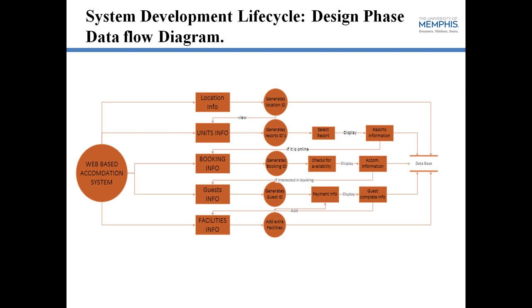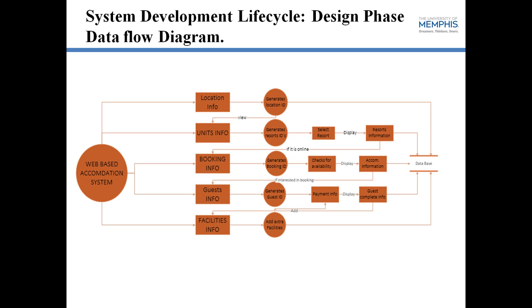In the data flow diagram, the first one you can see is the web-based accommodation system. When we say that this is a web-based accommodation system, everything is done online. What do we have in this system? We have a location info which gives a list of all the locations. Then we have a units info. Based on a user's input of a location, we list the number of resorts that are there. And if that particular resort has an online portal or an online option to reserve a room, we will go further, wherein we'll take him for a reservation.